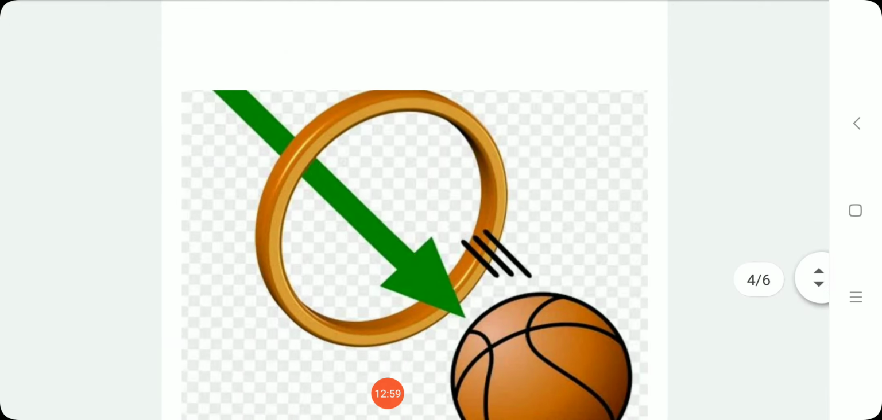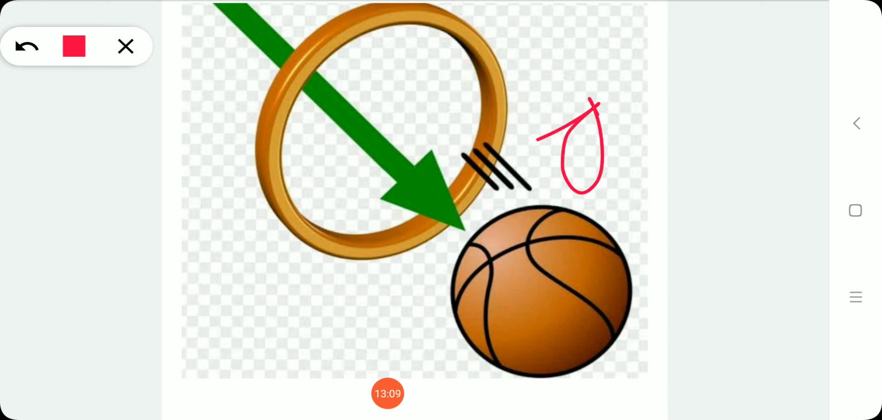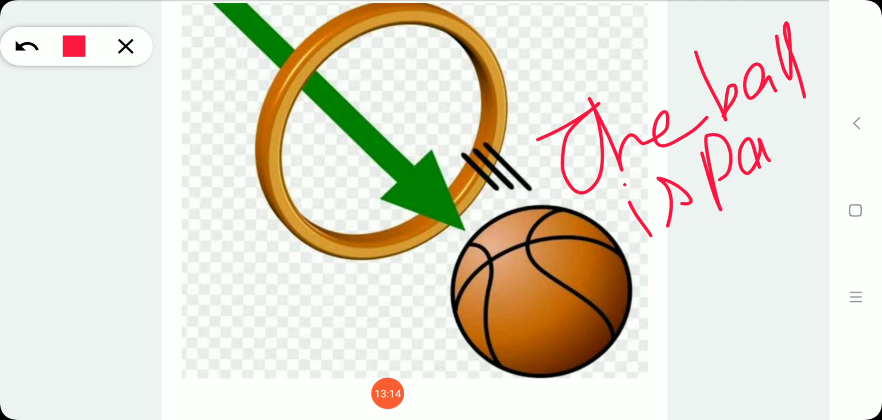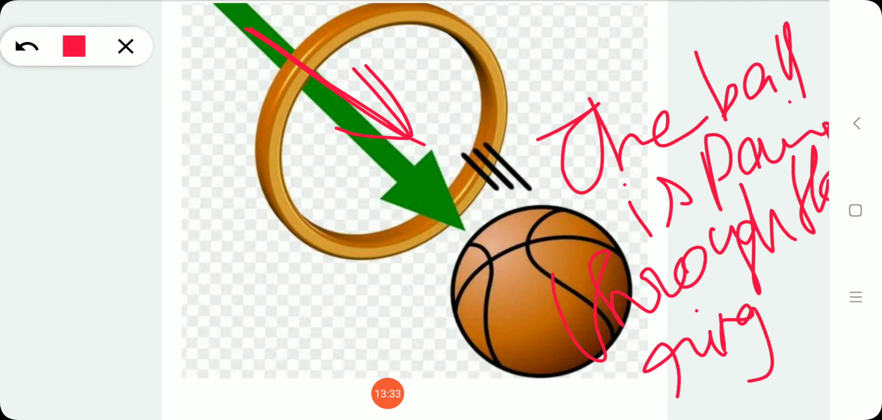So the next one, how can you make a sentence for this picture? Here you can say the ball is passing through the ring. The ball is passing through the ring. So it is indicating the movement, or it is indicating a passage. It is passing through the ring.